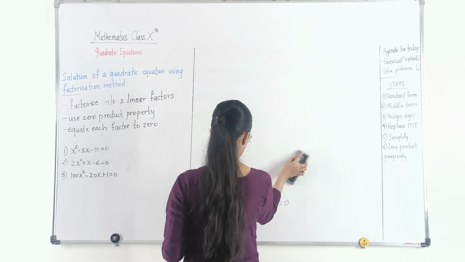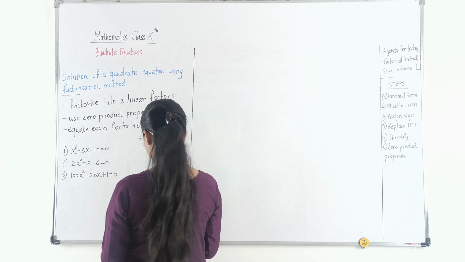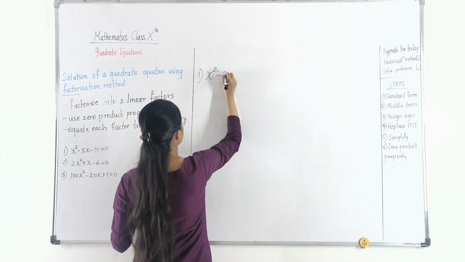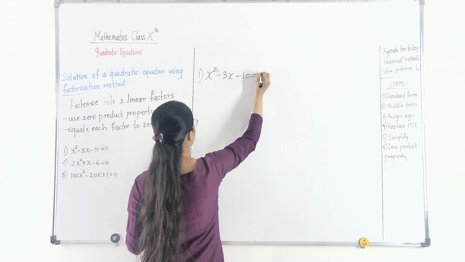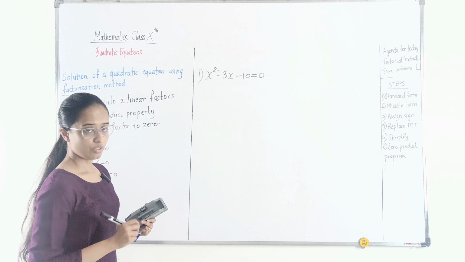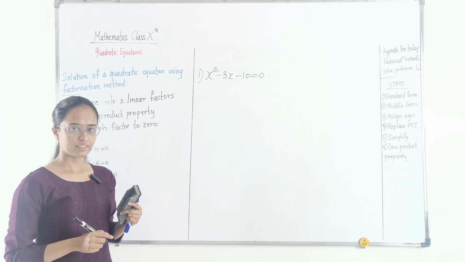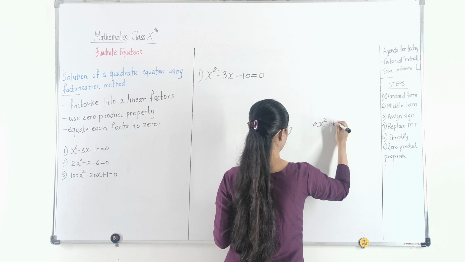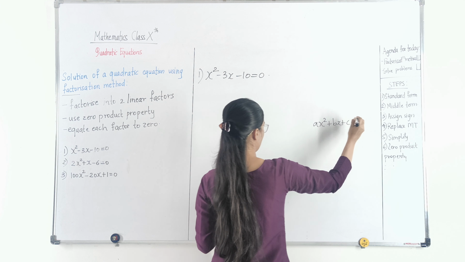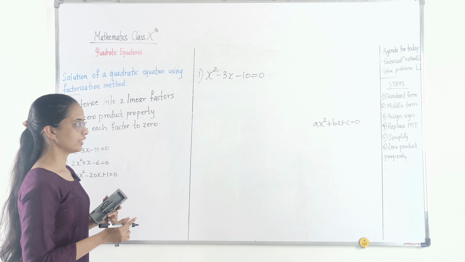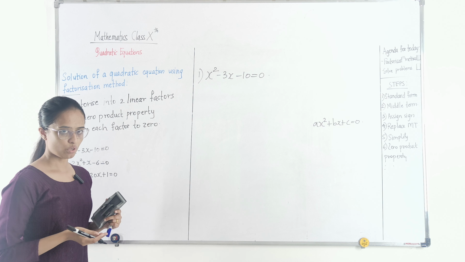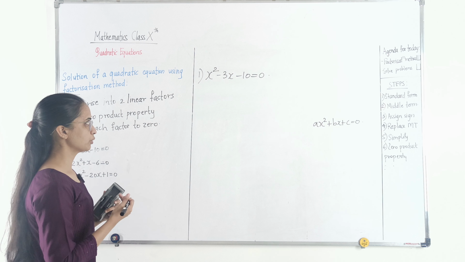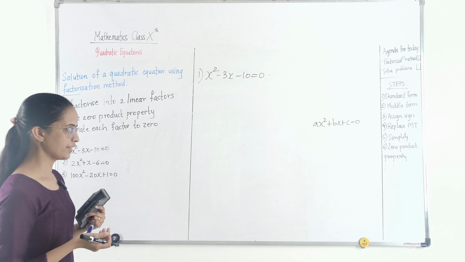The first question is, the equation is x square minus 3x minus 10 equals to 0. The first step is to check whether the given equation is in the standard format or not. And the standard format is ax square plus bx plus c equals to 0. So clearly we can see that the given equation is in the standard format because all the terms are there on the left hand side, and on the right hand side you have 0. Also the terms are expressed in the descending order as well.